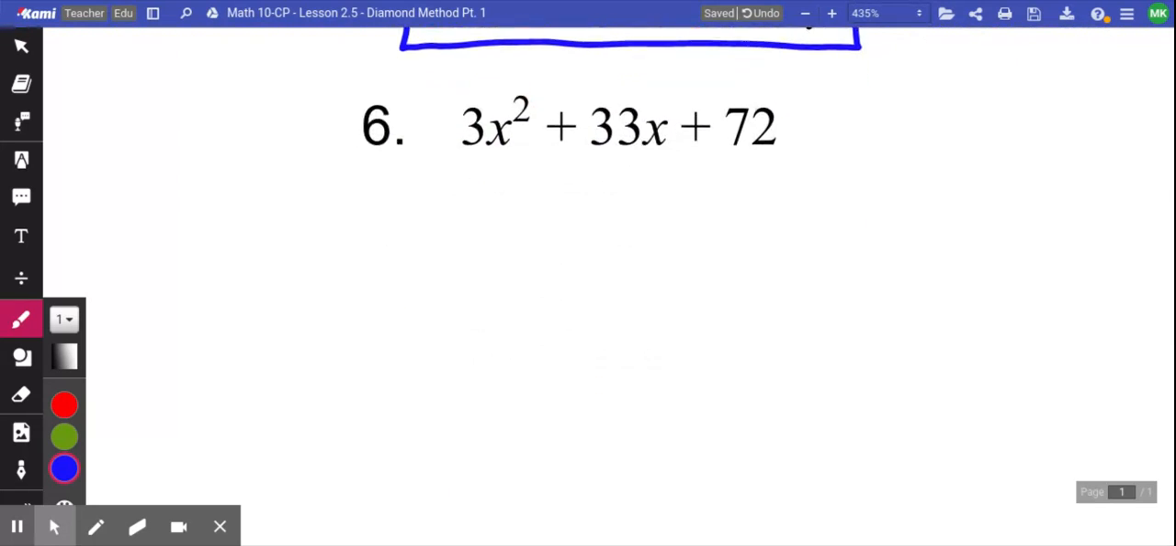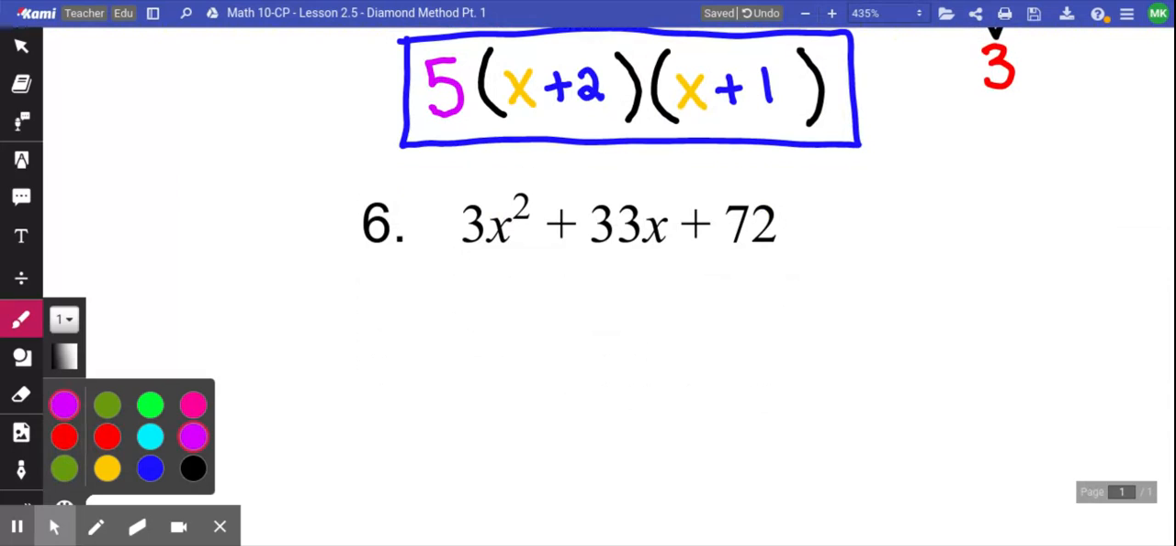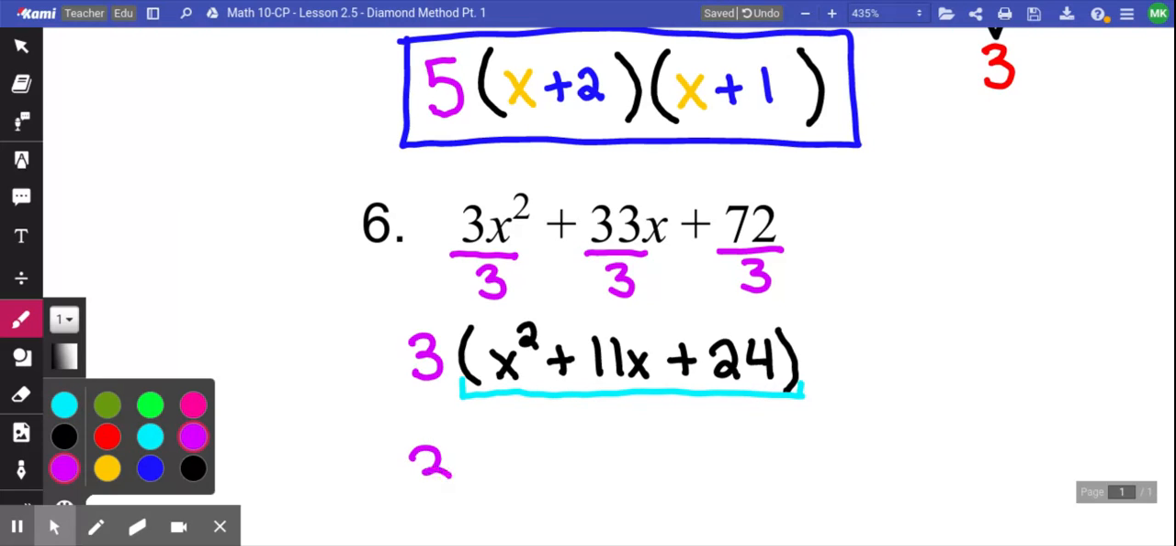Perfect. Last question right here. The first thing I do is I recognize I can take a greatest common factor of 3 out of this. When I take that greatest common factor of 3 away, the 3 goes out front, and then I'm left with x squared plus 11x plus 24. This can then be factored again. That 3 will just be a monomial out front, and then I should factor that trinomial to become 2 binomials.